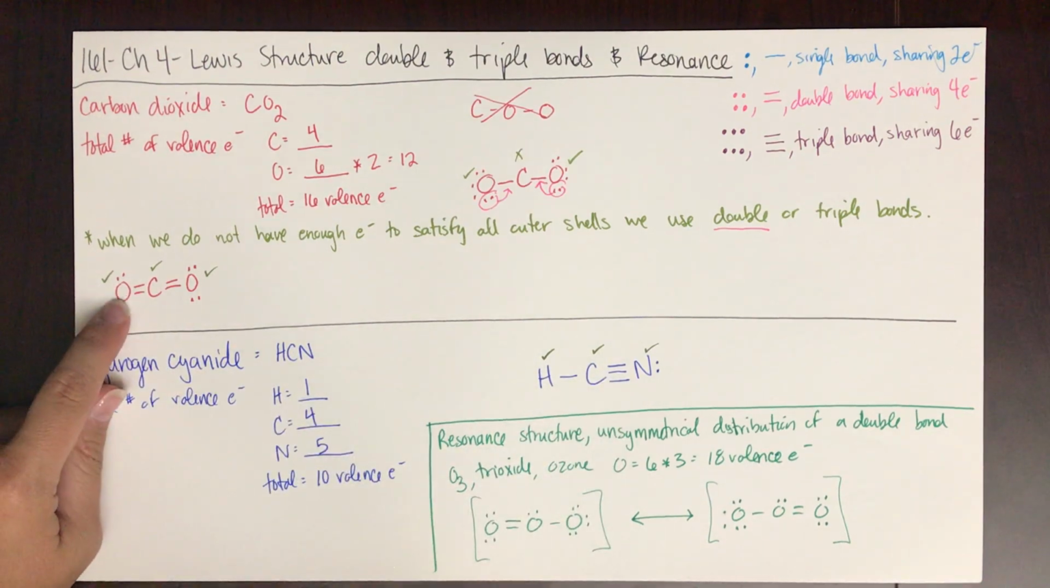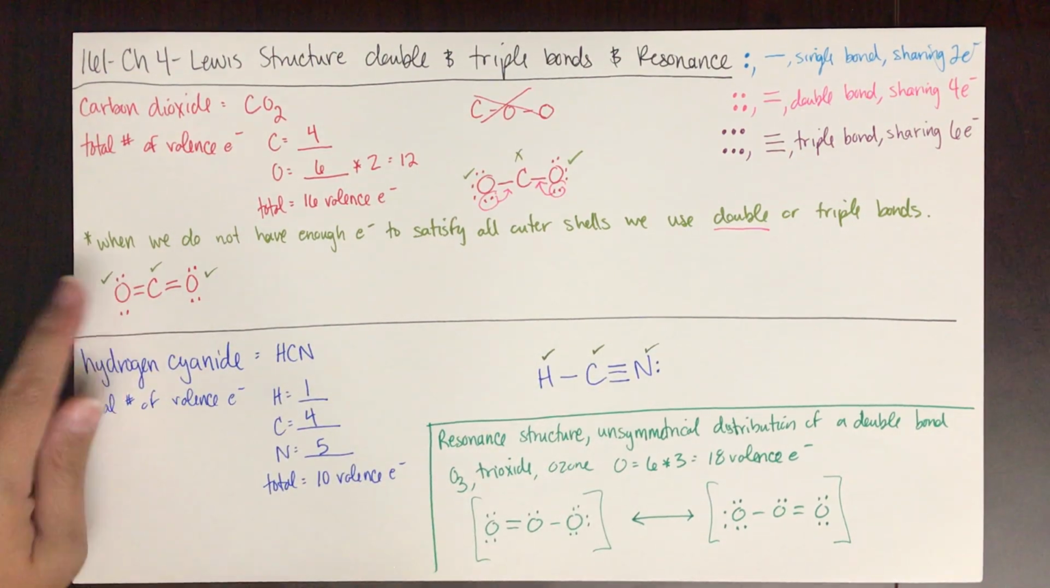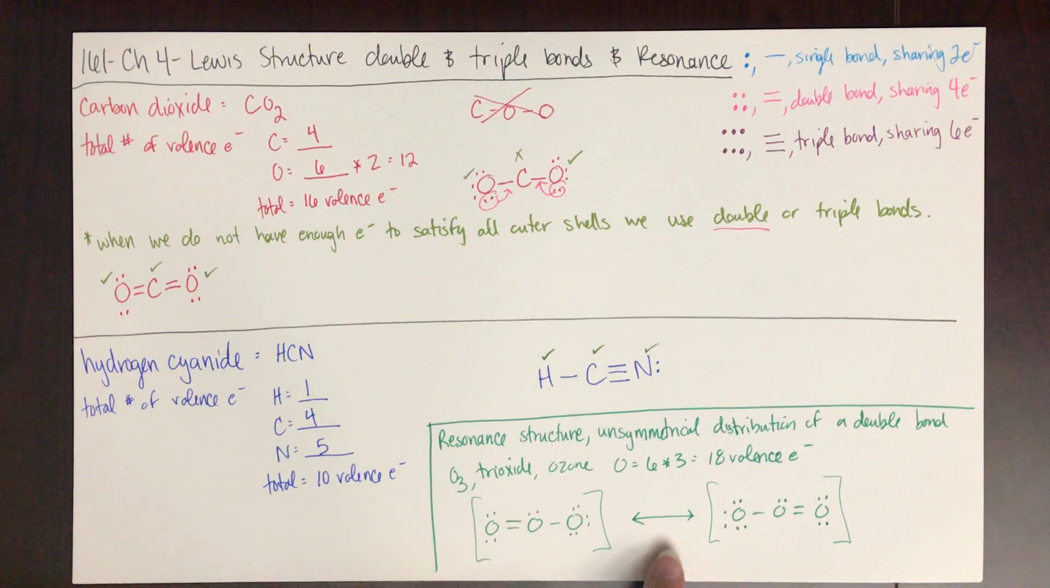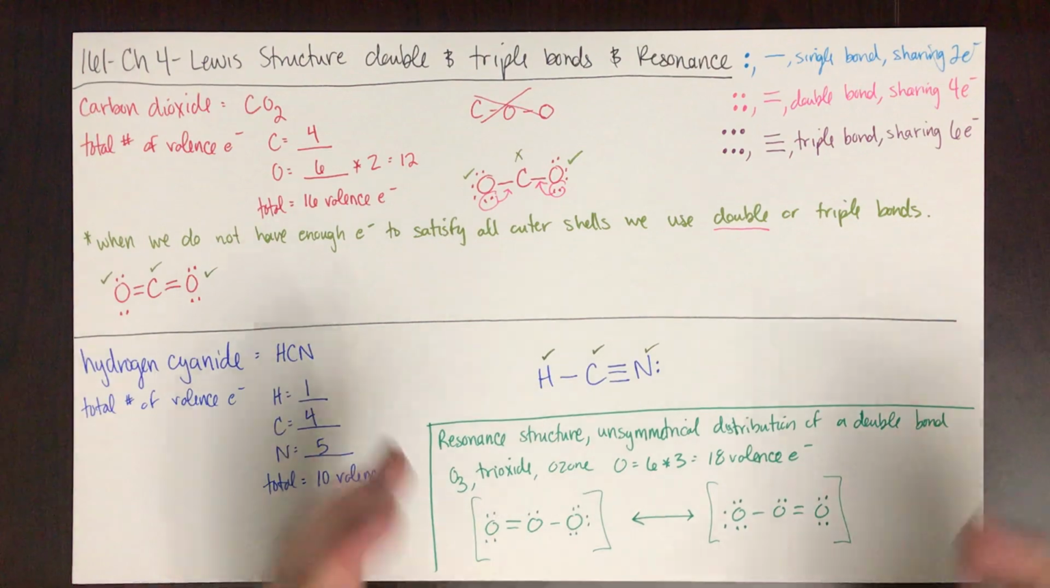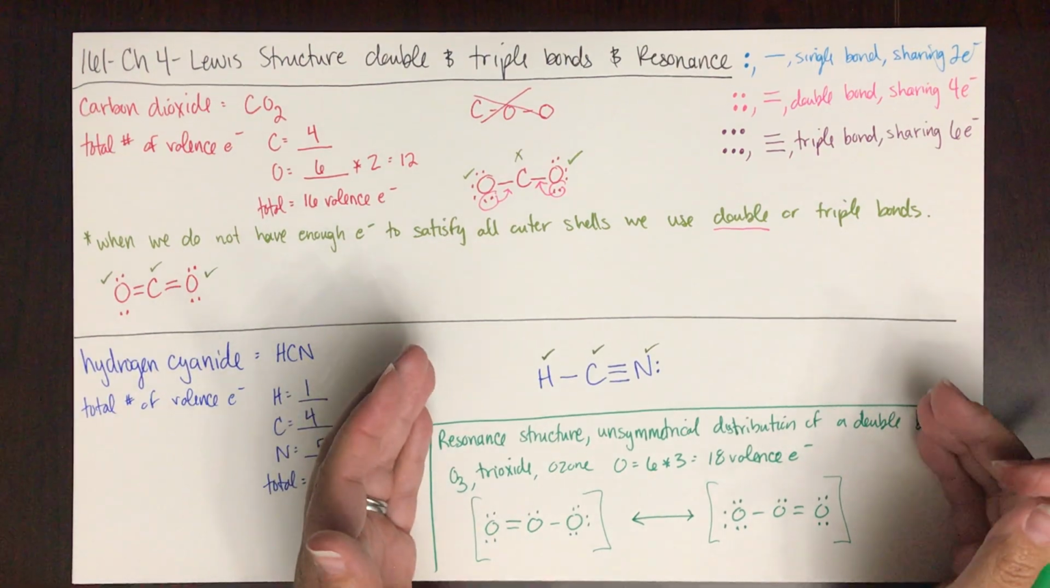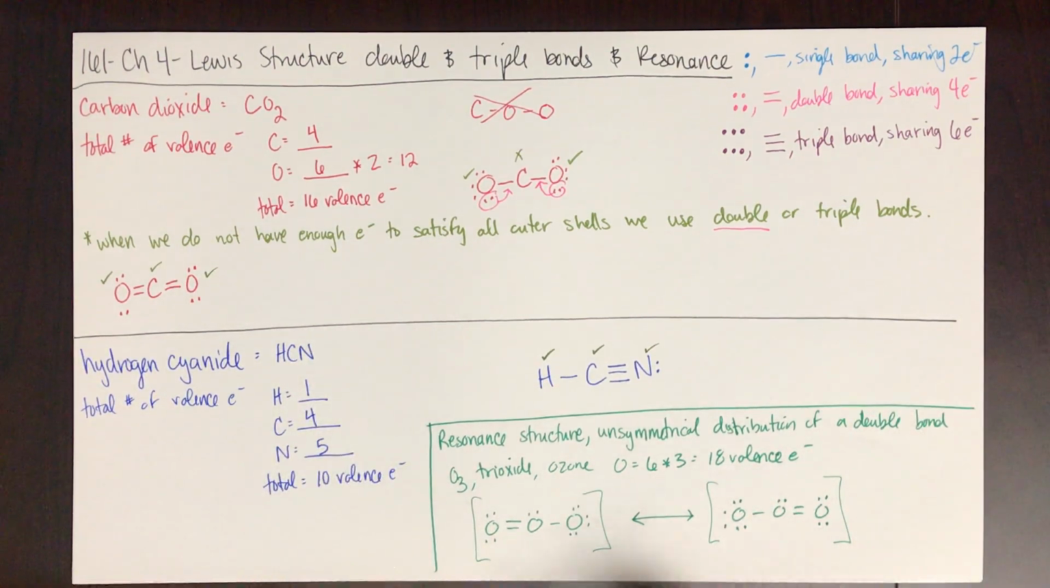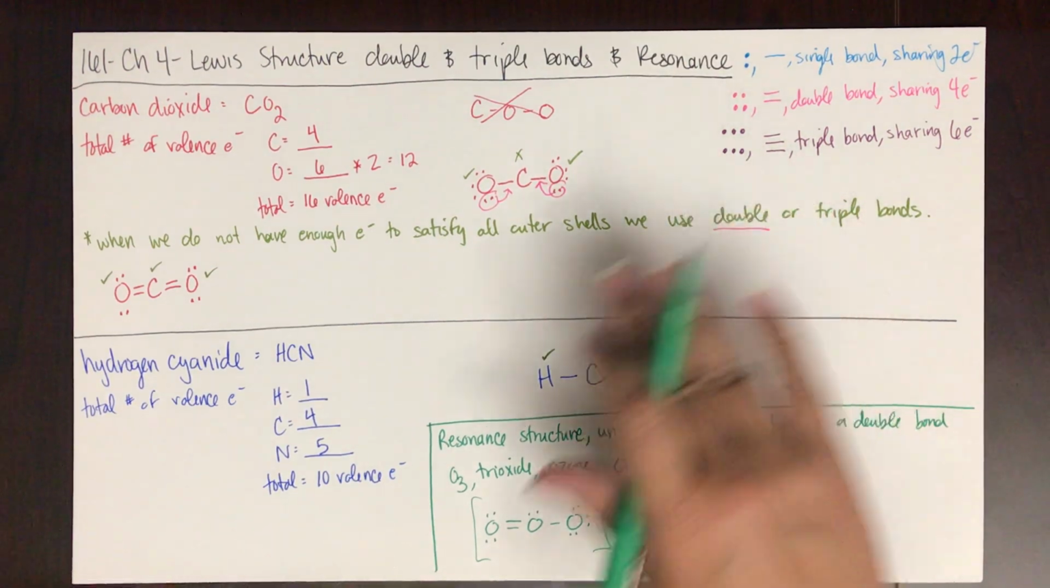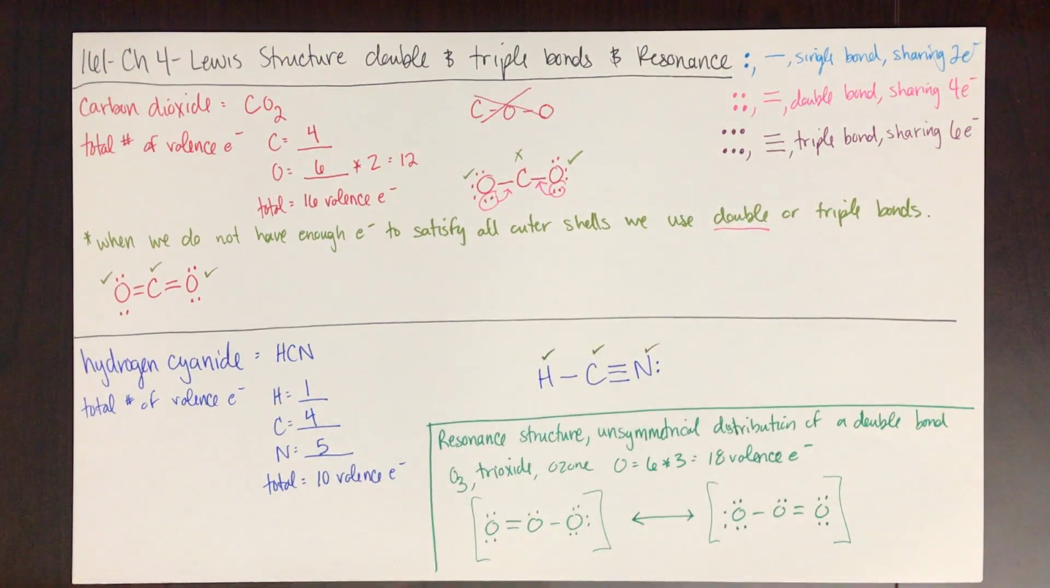This does not have a resonance structure because it's symmetrical. We only see resonance structures when there is unsymmetrical distribution of a double or triple bond, and then you would draw out both of those, and you're kind of saying the actual structure is the average of those two structures. So that's a double bond, a triple bond, and an example of resonance structure.